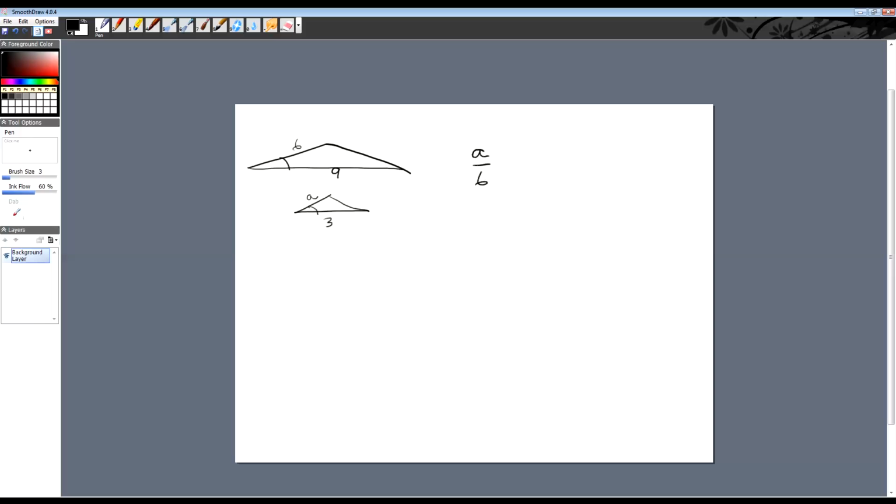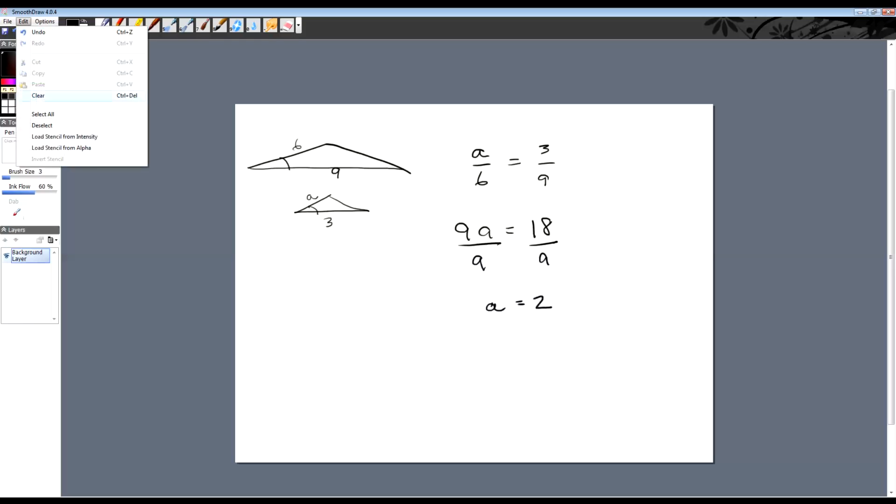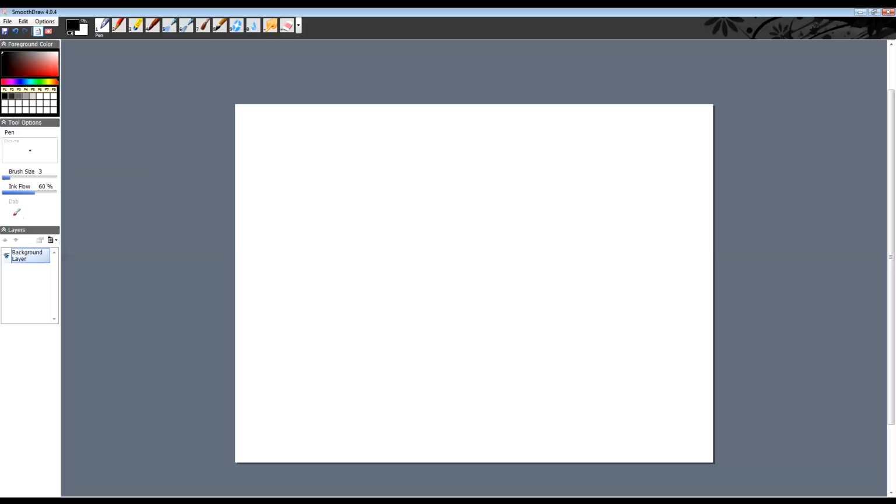So A over 6 equals 3 over 9. Cross multiply, so you get 9A equals 6 times 3, which is 18. Divide both sides by 9. That's a 9. And then A equals 2. In this case, you're only asked to find A. You're not asked to find the other unknowns, but you can see how this applies the principles of algebra and cross multiplying to solving for the unknown.